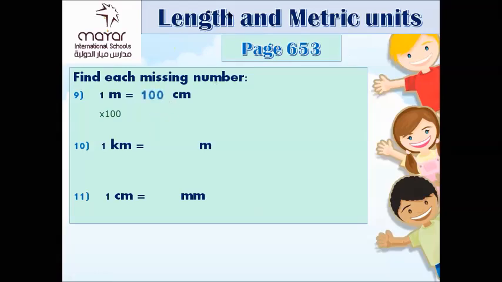Kilometer to meter, who remembers? We're gonna multiply by, yes, I'm sure that you remember, by 1,000. So the answer is 1,000 because the number here is 1. And from centimeter to millimeter, we should multiply by also 10. 1 times 10 is 10. Excellent.